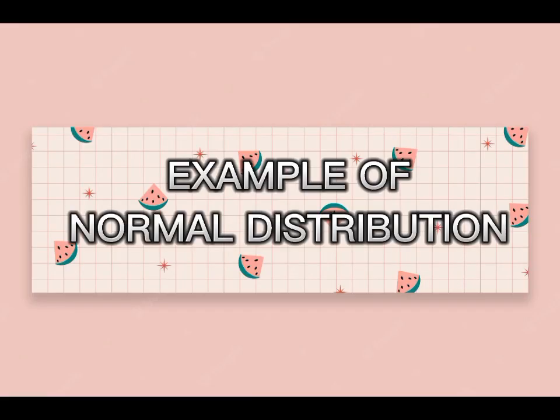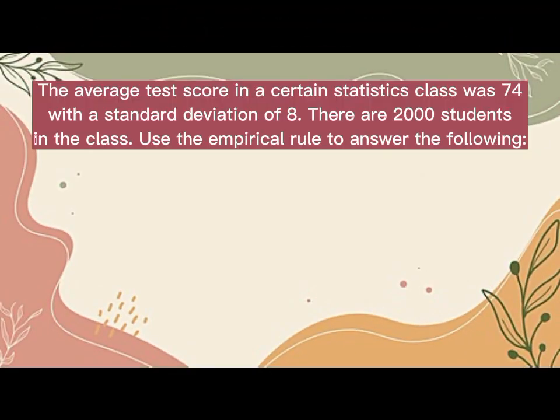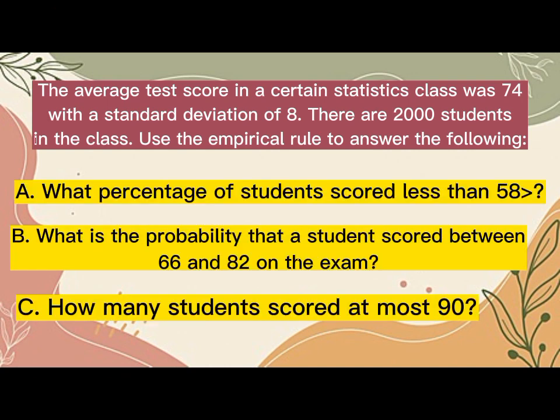Example of normal distribution. The average test score in a certain statistics class was 74 with a standard deviation of 8. There are 2,000 students in the class. Use the empirical rule to answer the following questions. A. What percentage of students scored less than 58? B. What is the probability that a student scored between 66 and 82 on the exam? C. How many students scored at most 90?